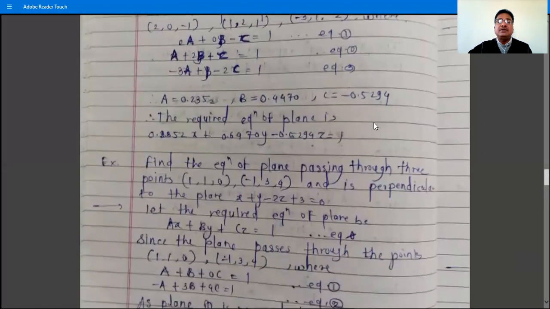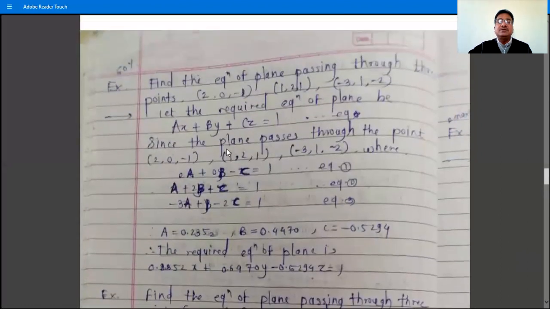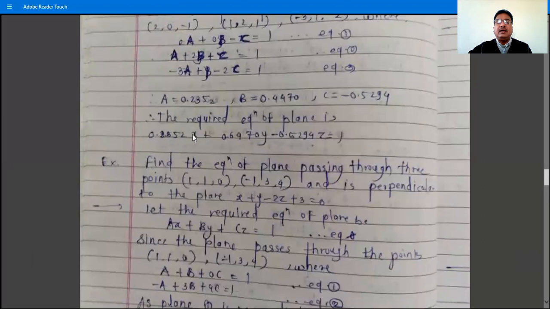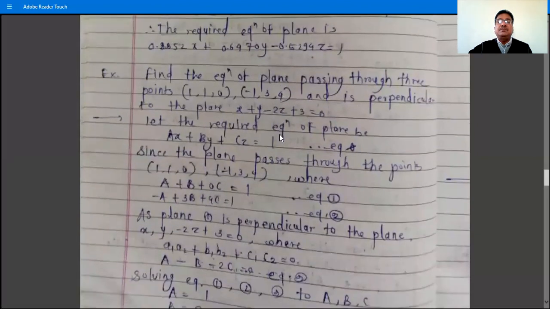And then the required equation of the plane is what? Substitute these values of capital A, capital B, capital C in equation star, so Ax plus By plus Cz is equal to 1. This is the required equation of the plane. Next: find the equation of the plane passing through these 2 points and perpendicular to the plane x plus y minus 2z plus 3 is equal to 0.